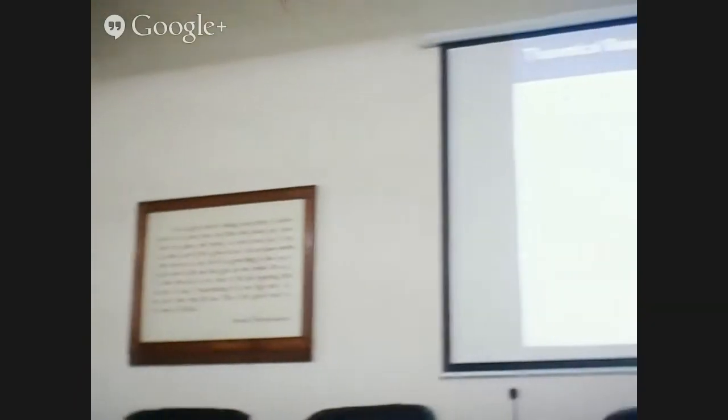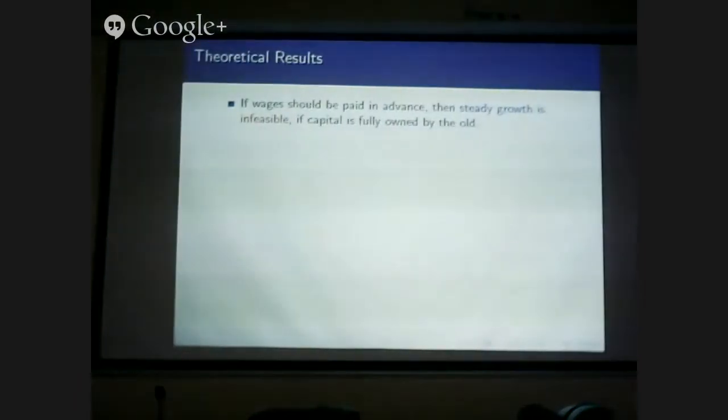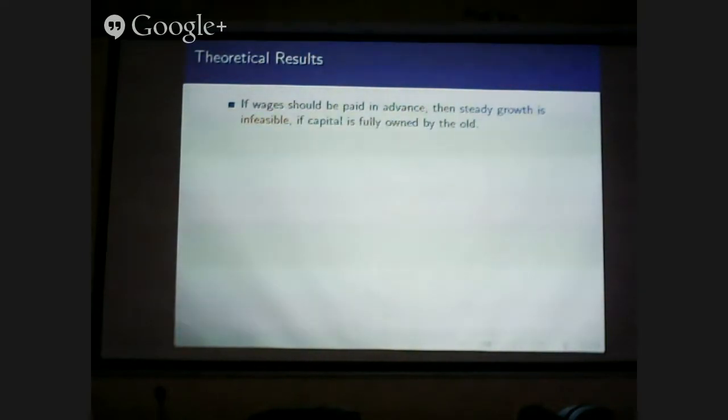All right. Some of the theoretical results that we have shown over the years: if wages should be paid in advance in production, you pay the wages to the workers while the process is going on. If that is to be done, steady growth is infeasible if capital is fully owned by the old. In a young and old, Samuelson's type of overlapping generations model, if the capital is completely owned by the old, we cannot advance the wages. We have demonstrated that.